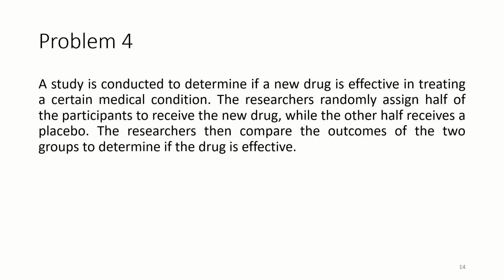Okay. So this is a scenario, and you have to tell which methods pertain to this. A study is conducted to determine if a new drug is effective in treating a certain medical condition. The researcher randomly assigns half of the participants to receive the new drug while the other half receives a placebo. The researcher then compares the outcomes of the two groups to determine if the drug is effective.